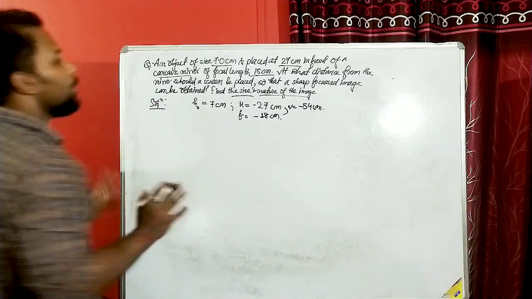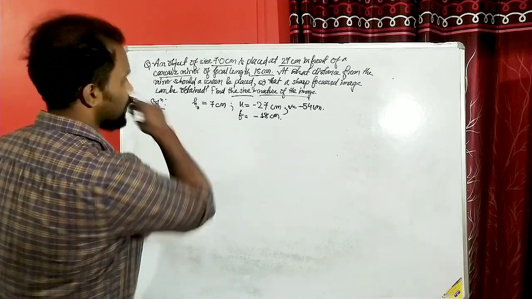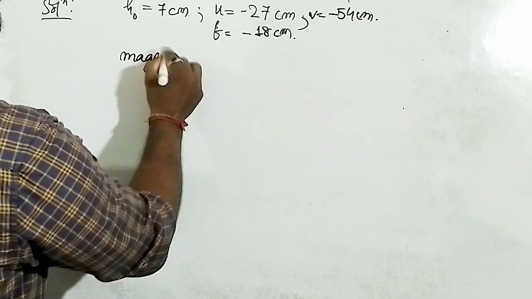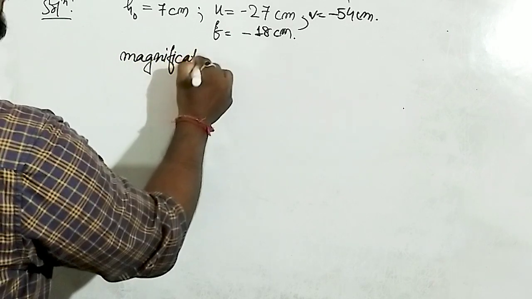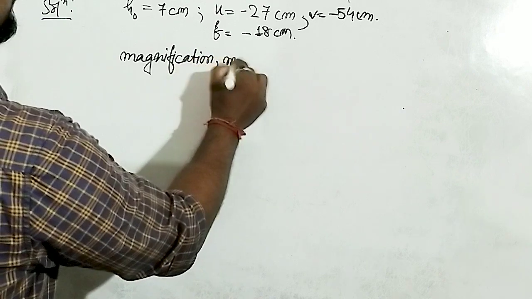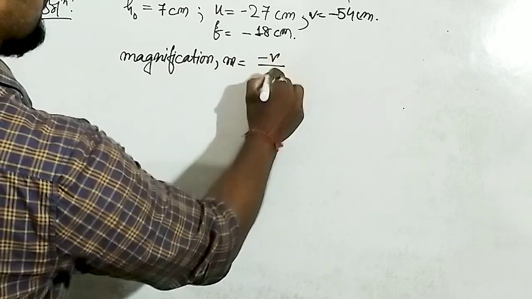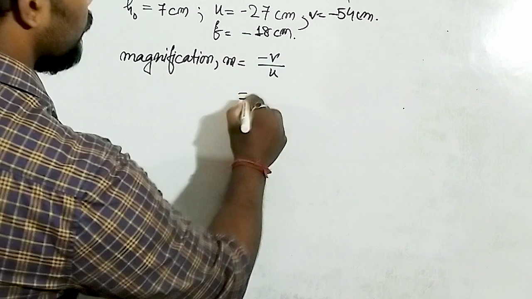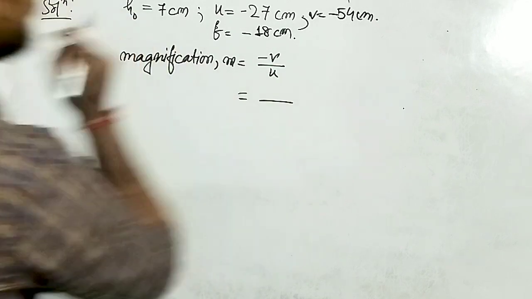Okay, now we will observe what is actually happening in case of magnification. Now magnification m equals minus v by u, right? So minus v means what?